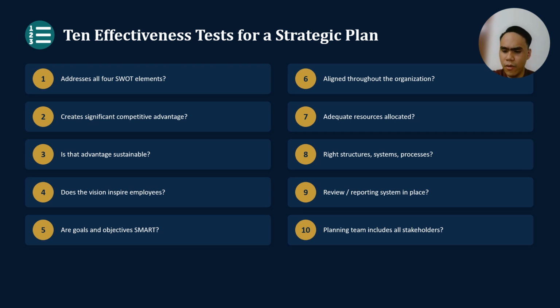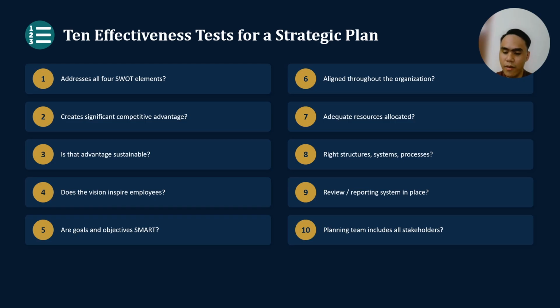Five, are the goals and objectives SMART? Well, we'll expand on that on the next slide. Six, are the goals aligned throughout the organization without conflicting priorities as they cascade down? Seven, are resources, staffing, equipment, financing generally adequate? Eight, are the organizational structures and processes suitable for executing the plan, or does something need to be reorganized?